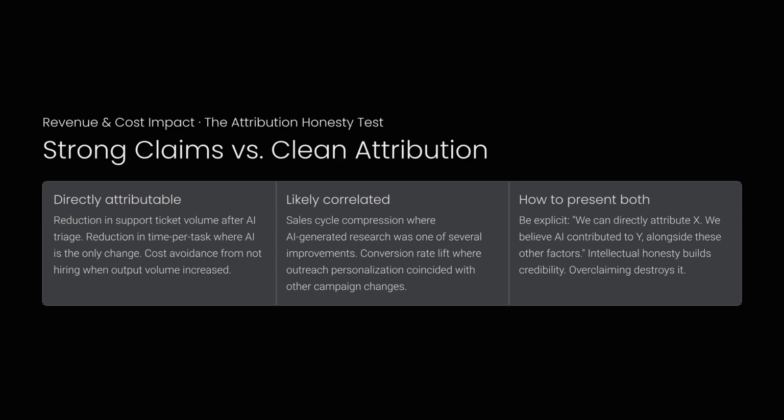When dealing with revenue, be honest about what is directly attributable versus what is correlated. Intellectual honesty builds long-term credibility, while overclaiming eventually destroys it. Be explicit about how the AI contributes alongside other factors.